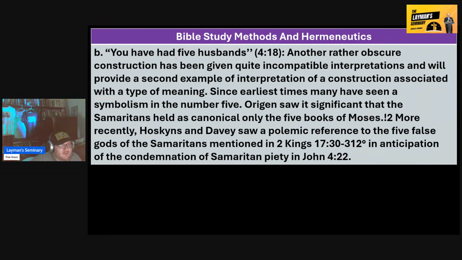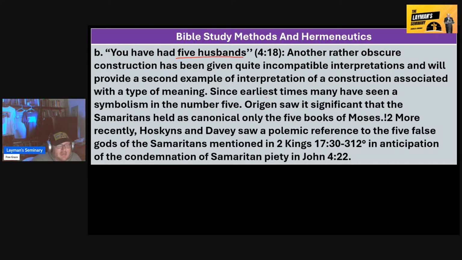"You have 5 husbands." 418. Another rather obscure construction has been given quite incompatible interpretations and will provide a second example of interpretation of a construction associated with a type of meaning.